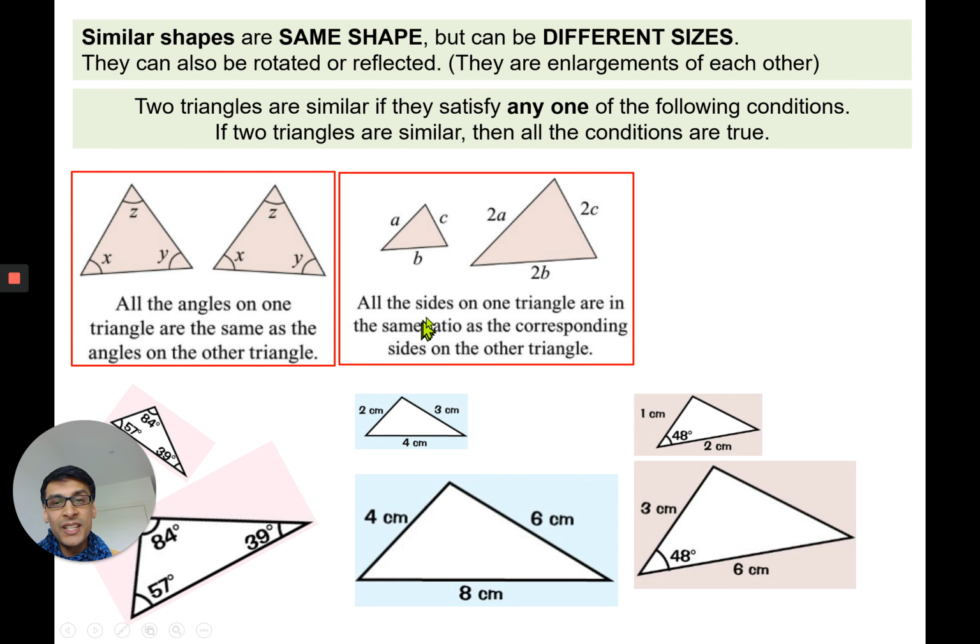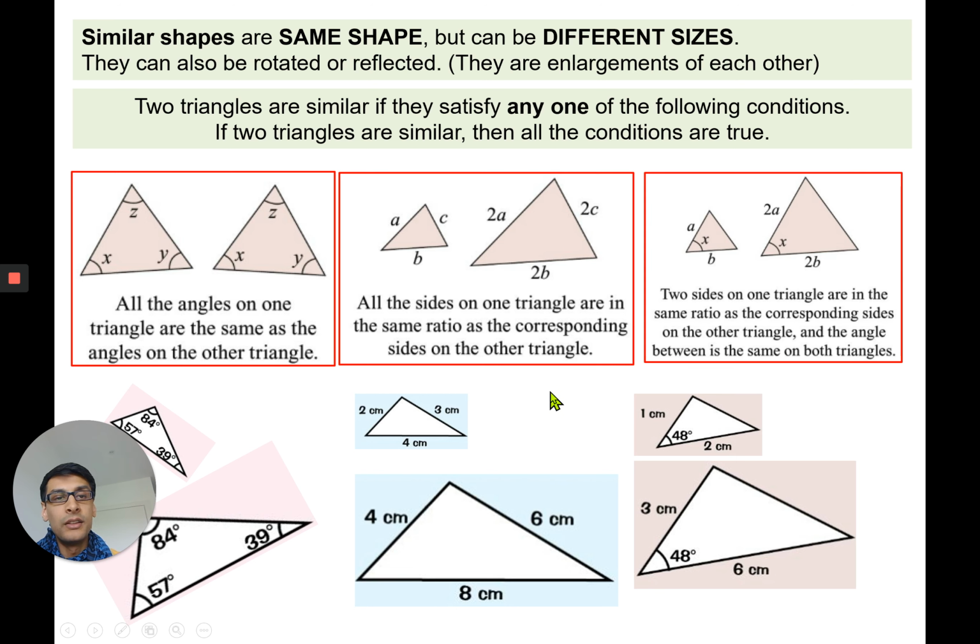What you could also say is they're similar if all the sides on one triangle are scale factors of the corresponding sides of the other triangle. So you can again see here, if that's A, then that one must be 2A, and then so on for the other 2 sides. Another thing that needs to be true is 2 sides on one triangle are in the same ratio as the corresponding 2 sides on the other triangle, and the angle in between them is the same.